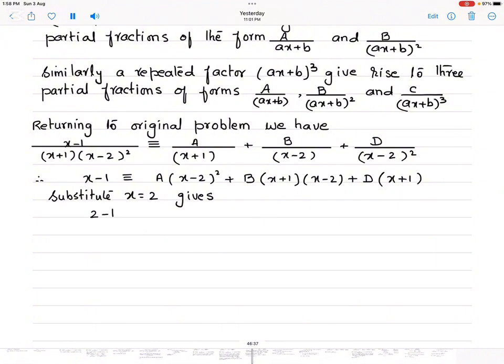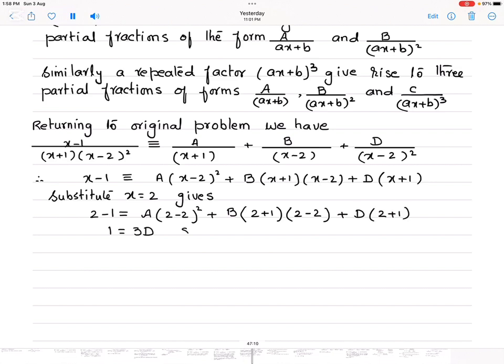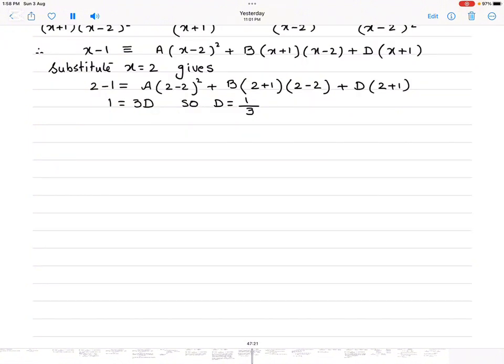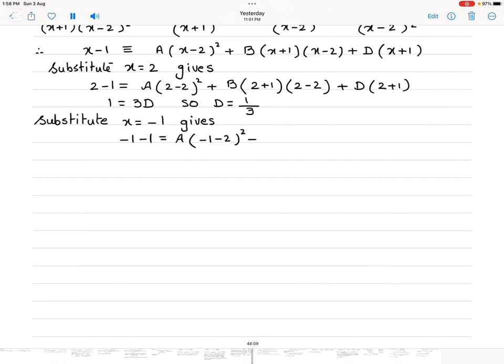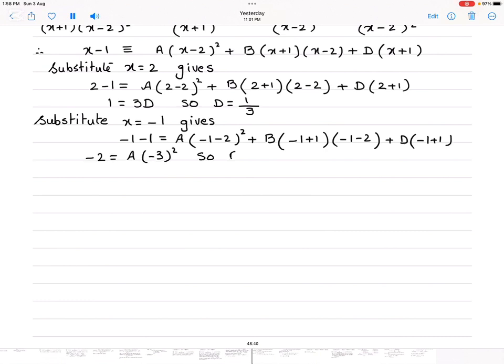Substituting x = 2 gives 2 − 1 = A(2 − 2)² + B(2 + 1)(2 − 2) + D(2 + 1). So this gives us D, which is 1/3. Substituting x = −1 gives −1 = A(−1 − 2)² + B(−1 + 1)(−1 − 2) + D(−1 + 1). So from here, −1 = A(−3)², wait, −1 = 9A, so A = −1/9.